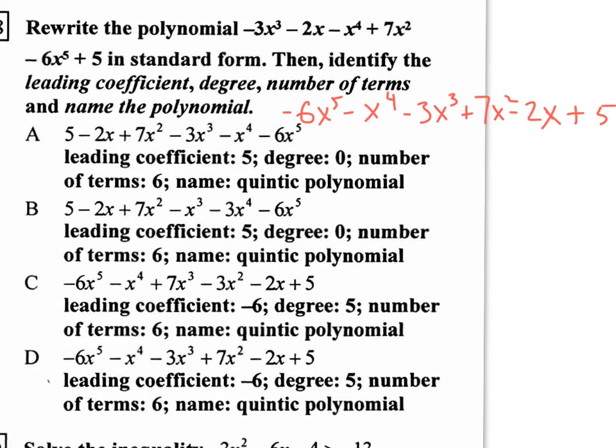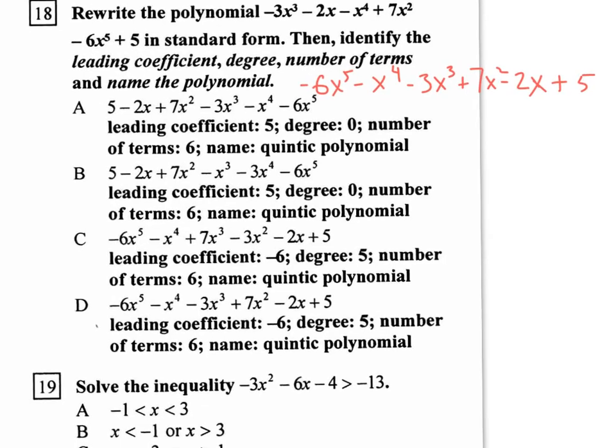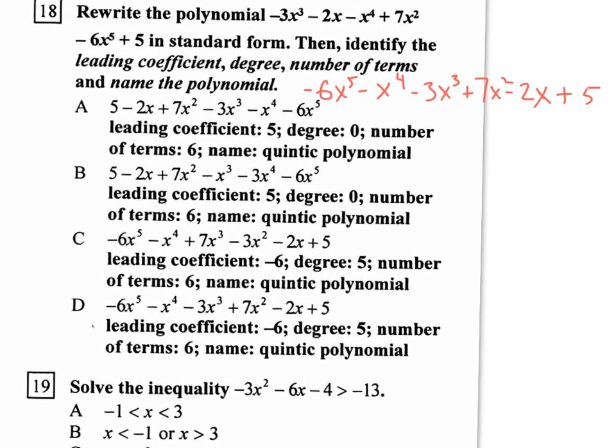So there's the polynomial written in standard form, highest exponent down to the constant, and it's asking us to identify several things, like the leading coefficient. What's the leading coefficient? Negative 6. So it cannot be option A. Actually, just by looking at it, it's either going to be, well, what's the answer? It's D. You don't even have to think about anything else because that's the only one written in standard form.